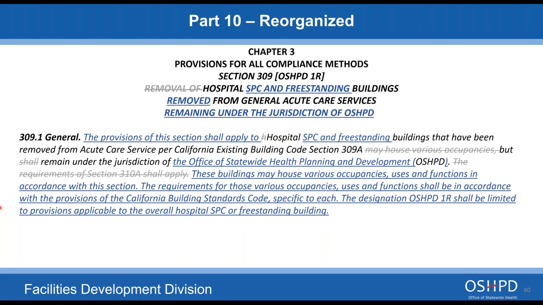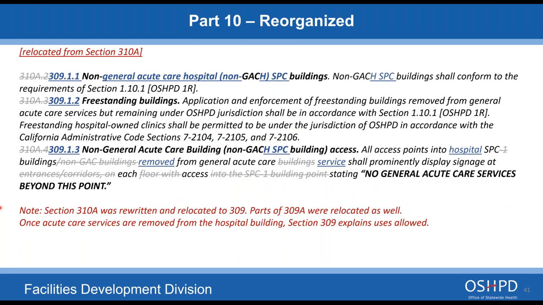And basically, that's what all of this language says. Designation OSHPD 1R shall be limited to provisions applicable to the overall hospital, SPC, and freestanding building. As I mentioned at the very beginning, the 1R is a building type and not applied to the occupancy. This also has been relocated from section 310A, moving it into the 309 section, basically states that general acute care hospital shall conform with the requirements of 1.10.1, which is now a 1R building.